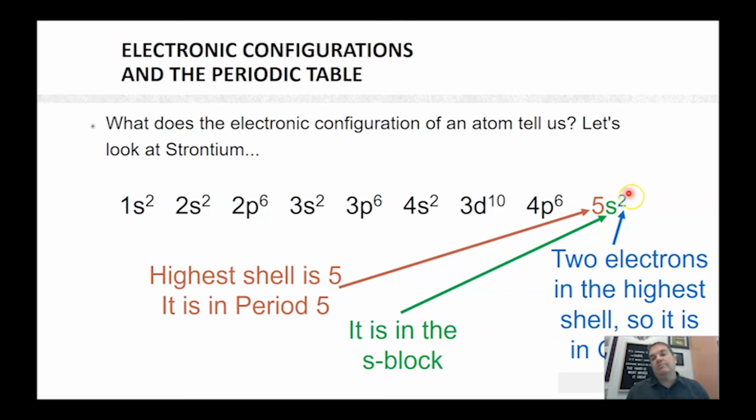How many electrons do we have in that subshell? We have 2, so that tells us it is in group 2. So this one here, 5s2, tells us it is in period 5, group 2, the s block, and it is strontium. You can use this any way you want. If we just had, for example, 1s2, 2s2, 2p6, 3s2, 3p6, the highest shell is the third shell, so that would mean it was in period 3. We have 2 plus 6 gives us 8 electrons in that shell, so that would make it group 8, in the p block, so this would be one of the noble gases.